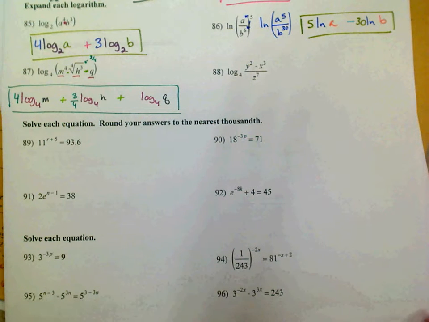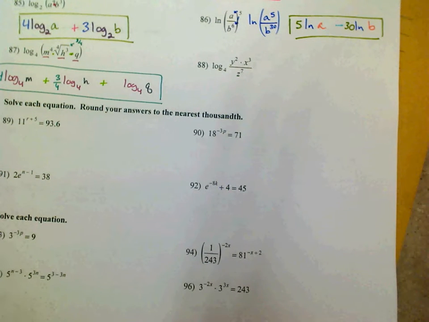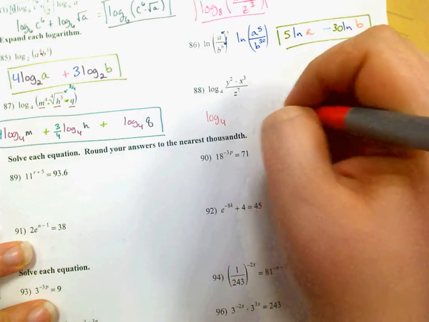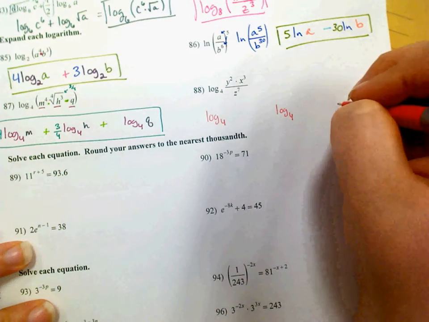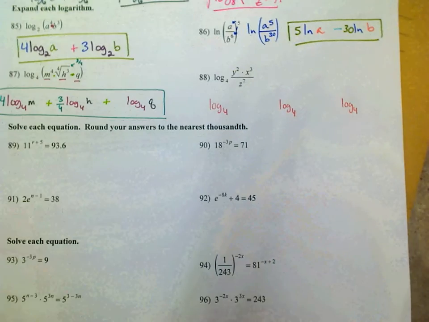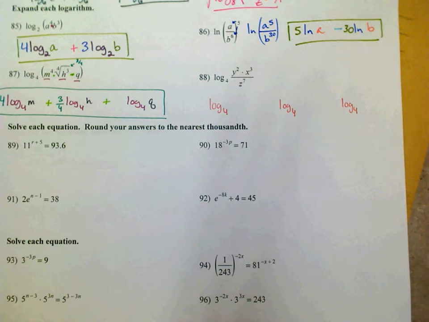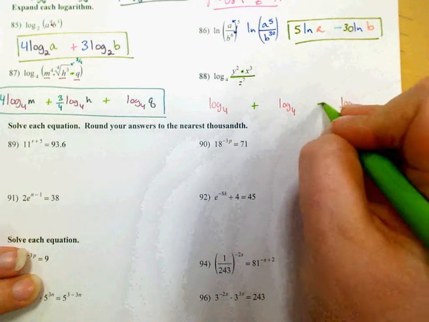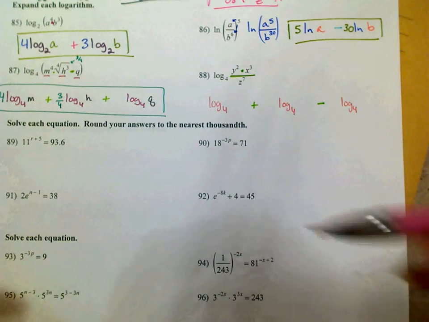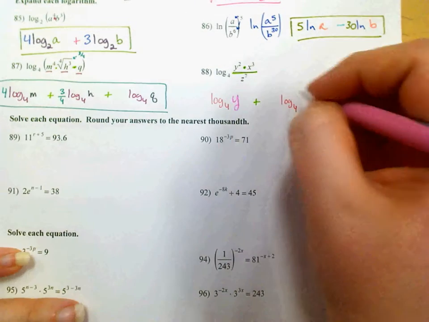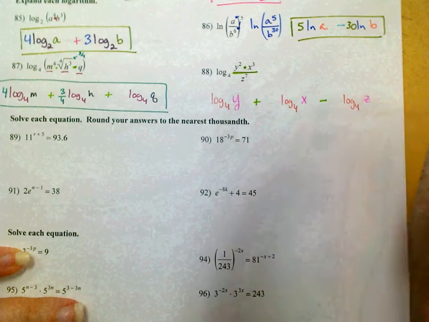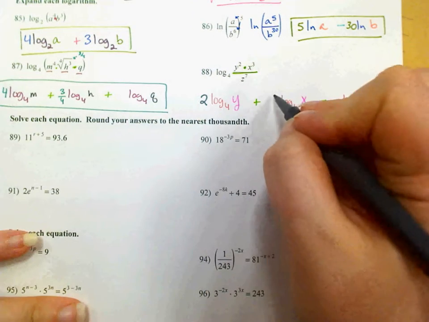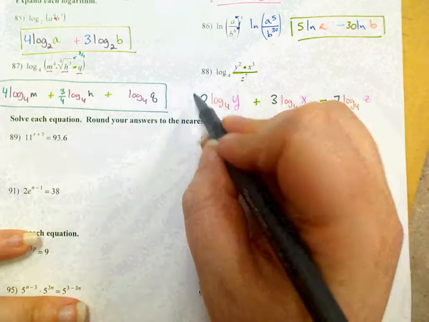And then on 88, I've got 3 terms, y, x, and z, so 3 logs. Log base 4, log base 4, and log base 4. We're multiplying and then dividing. So multiplying and then dividing means plus here, but then minus there. I've got 3 different variables, y, x, and z. And the powers are 2 for the y, so that goes in the front of the y, 3 for the x, and 7 for the z. And there we go.